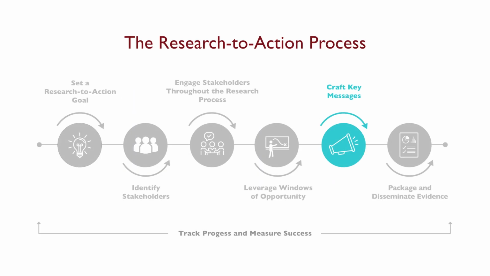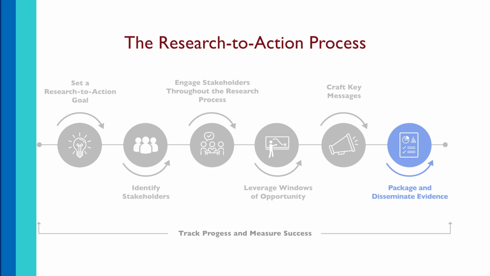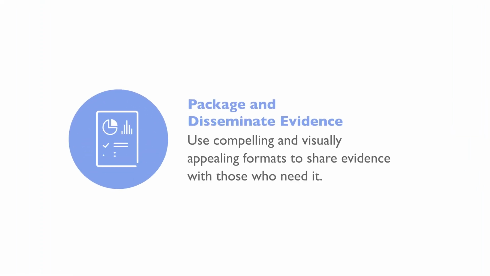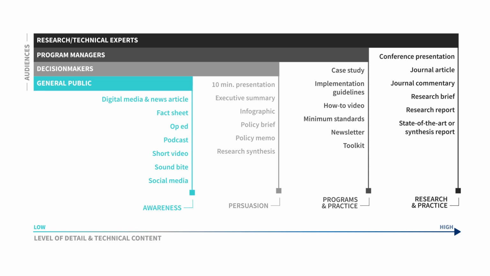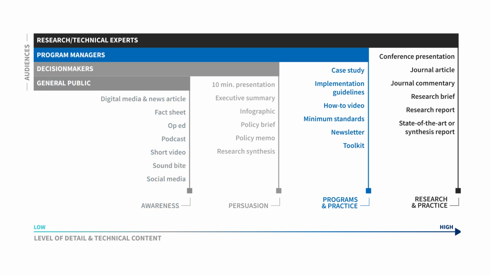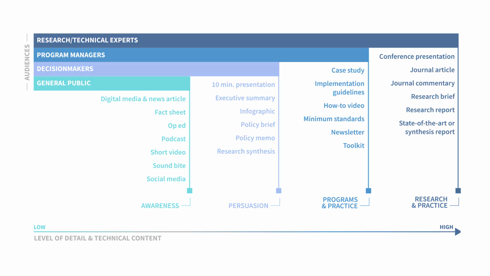Once you have crafted your key messages, package them in formats that are appropriate and user-friendly for your audiences. Different audiences may be more reachable by and responsive to different communication formats. For example, the general public may be most likely to see and respond to a news article or social media post, while program managers may be more likely to spend time reviewing a case study or in-depth product. If you have done your stakeholder analysis, you should have an idea of how and where your stakeholders prefer to get their information.